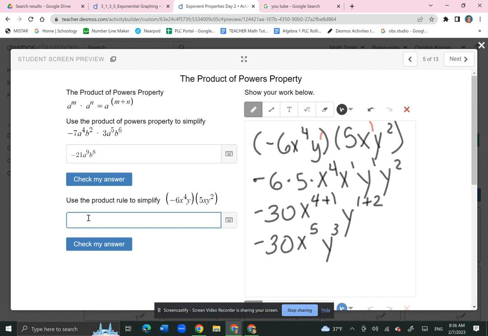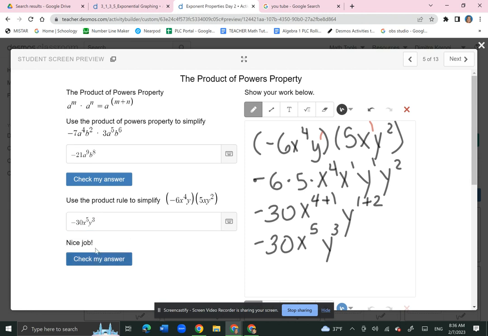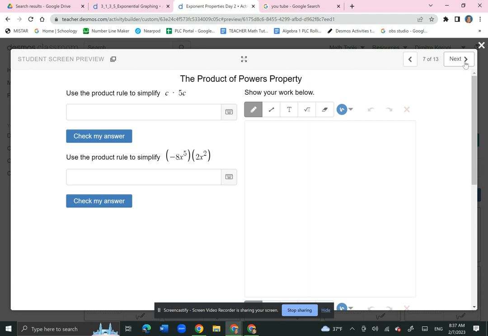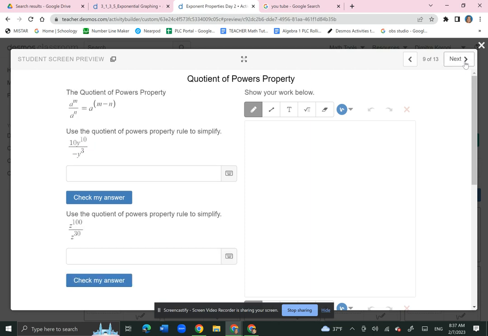All right, let's see. So negative 30 x raised to the power of 5, y raised to the power of 3. Make sure you use the right arrow key. Check my answer. Beautiful. All right, you can do this one on your own, this one on your own, this one on your own.